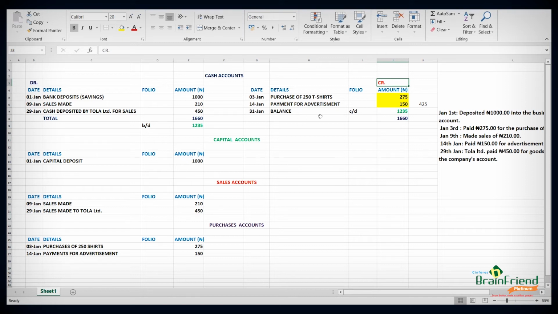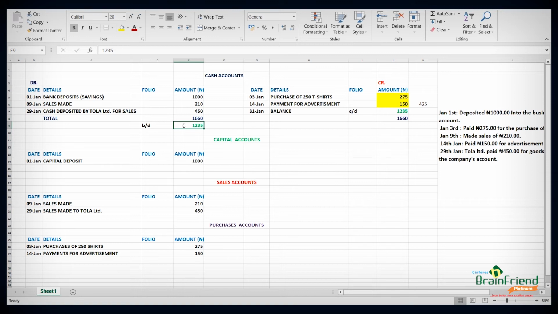Now, what happens to the balance carried down? Because it is still money for the firm. It is still money the firm can use to run the business. The balance carried down is brought down to the debit side of the account and recorded as 1,235 naira. What does this mean? This means that at the beginning of a new month, which is February, the firm has a balance of 1,235 naira to begin the running of the business with.